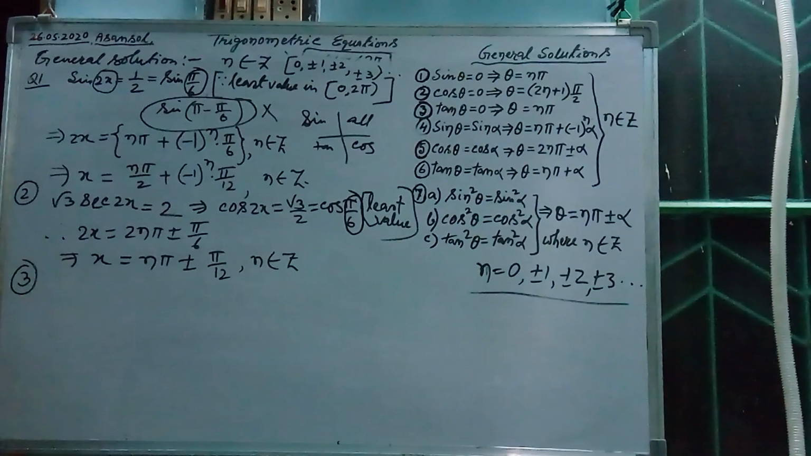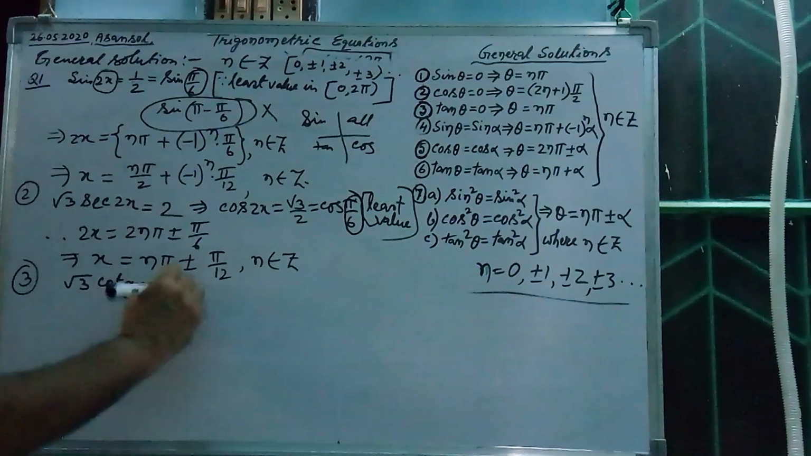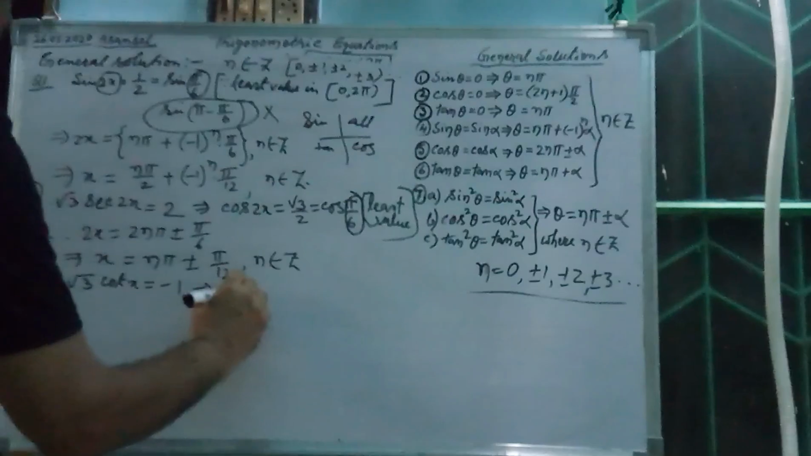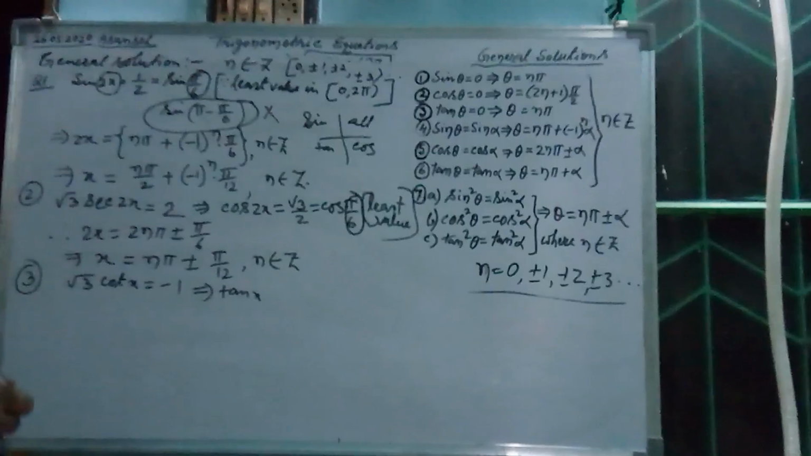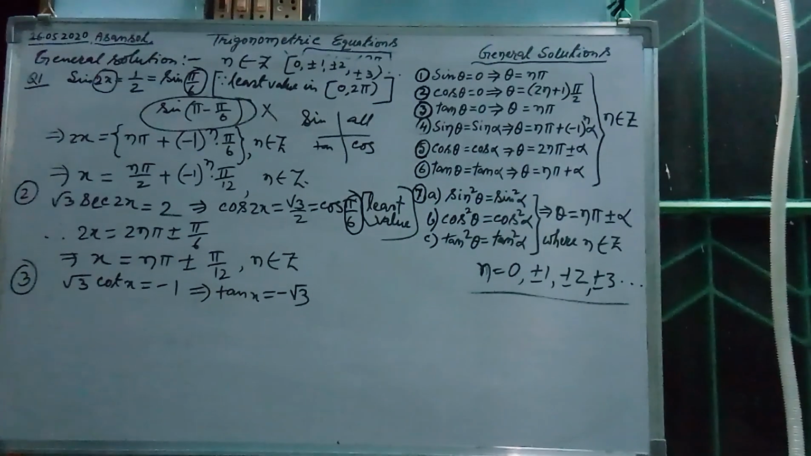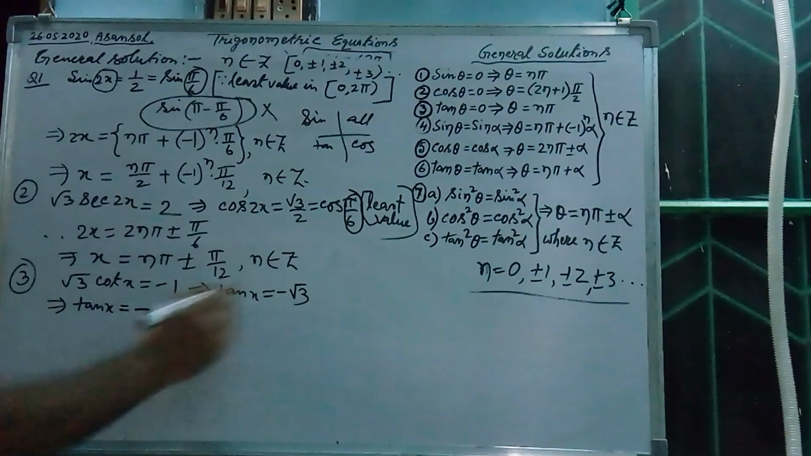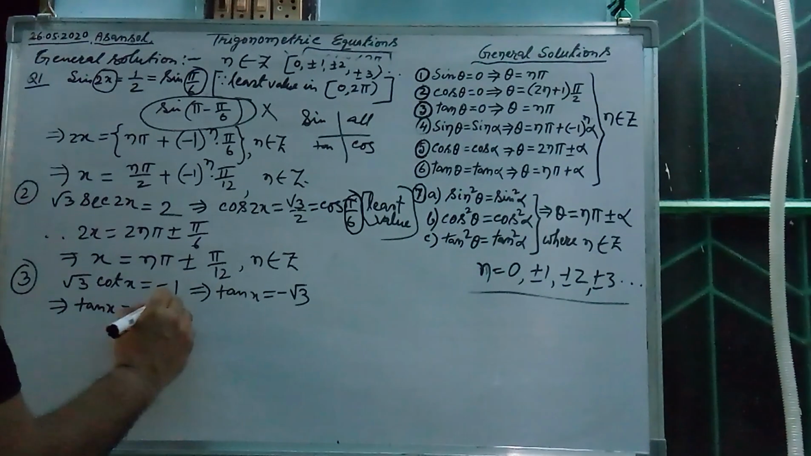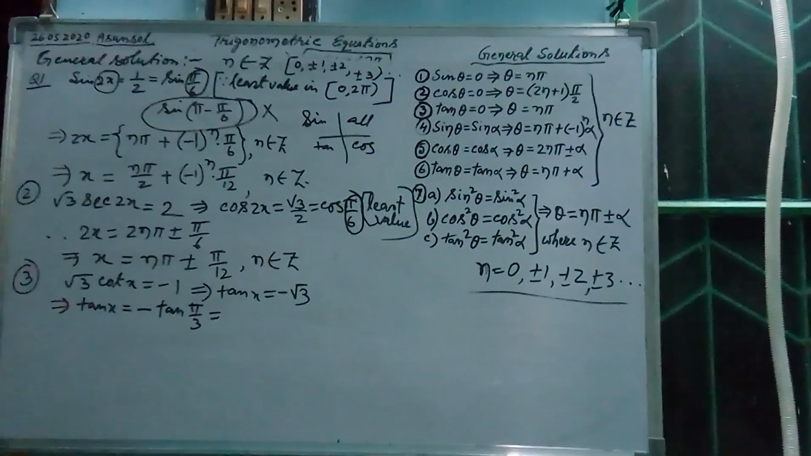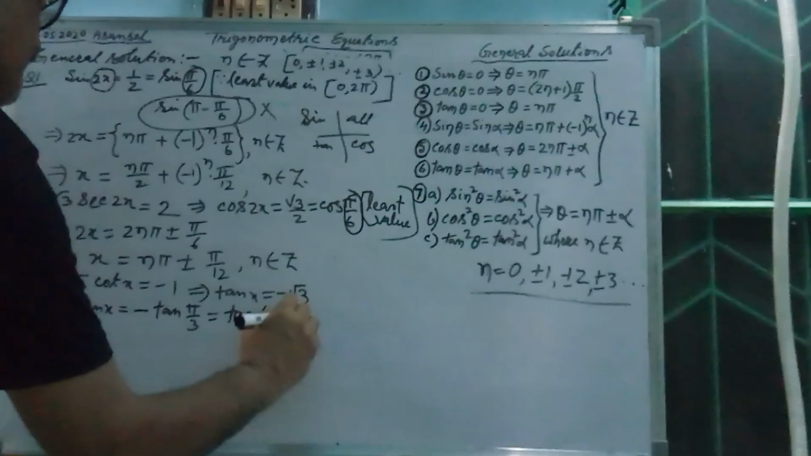Question number 3. Root 3 cot x is equal to minus 1. This can be written as cot x equal to minus 1 by root 3. So tan x is equal to minus root 3. Minus root 3 can be written as minus tan pi by 3, which can be written as tan of pi minus pi by 3.